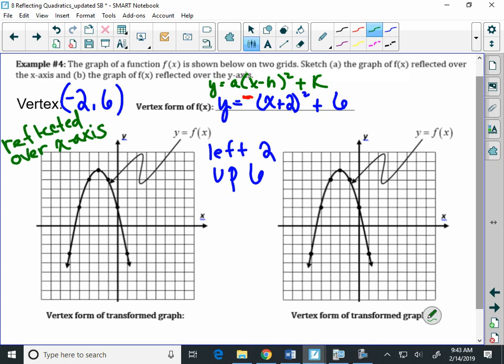One, 2, 3, 4, 5, 6. Again, if you use your hand gesture, you're taking this graph and you're flipping it over the x-axis. So you're turning it the other direction. So the vertex lands down here where that green point is. This point, -1, 5. We're going to flip it over the x-axis. It's going to become -1, -5.